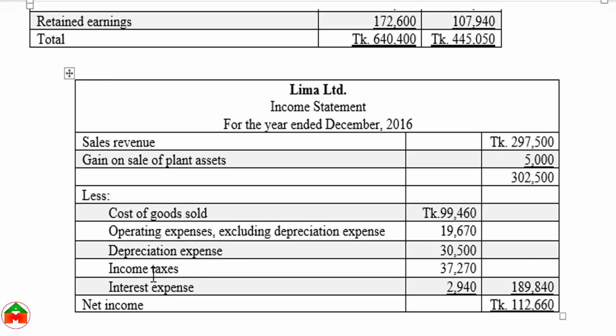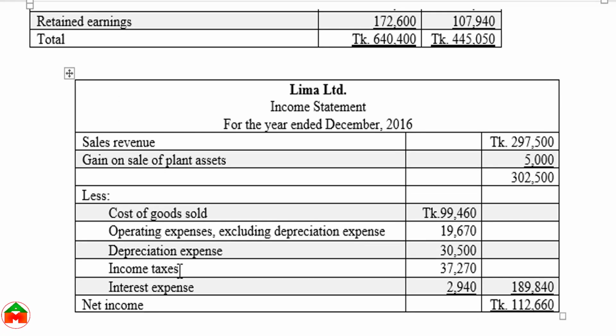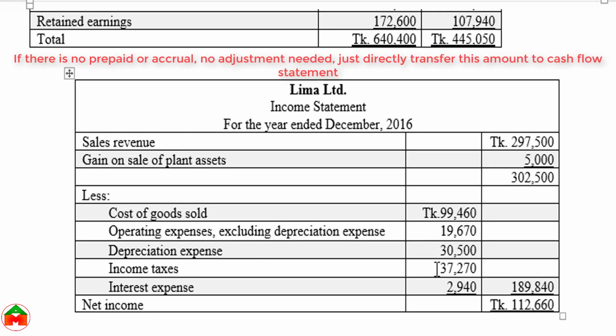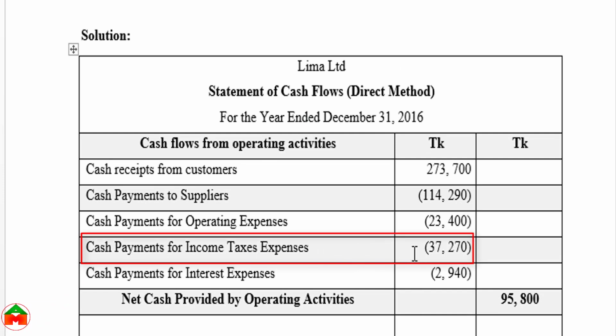We can see another item, income taxes expense. The amount is 37,270. We will adjust it with the prepaid or accrued expense, but we don't see any prepaid expense regarding income taxes, and we don't see any accrued expense payable regarding income tax expense. So we will write this amount to the main cash flow statement without any adjustment. So here we can see the cash payments for income tax expenses. The amount is an outflow, that's why we have written it in bracket, 37,270. In this income tax expense there was no prepaid expense or accrued expense, that's why we have written this amount directly to the main cash flow statement.